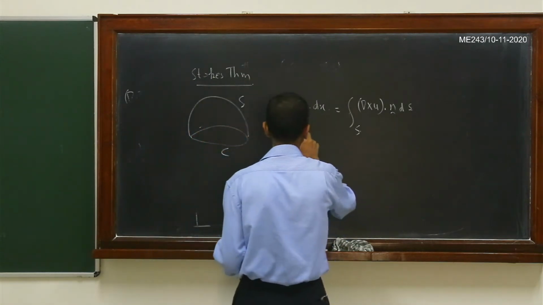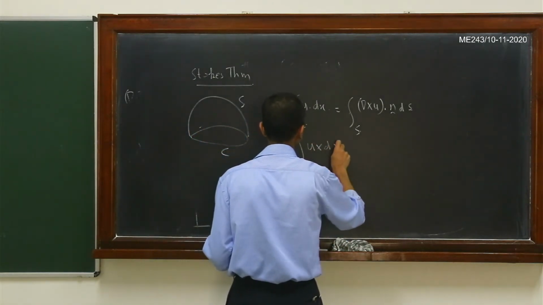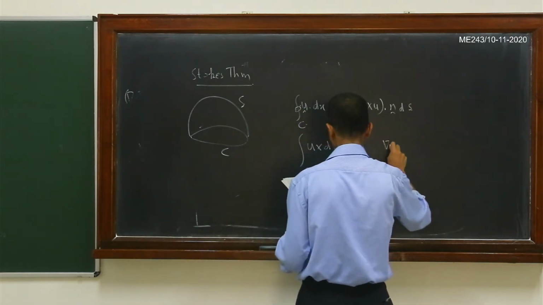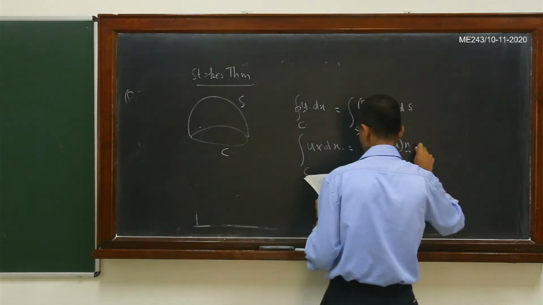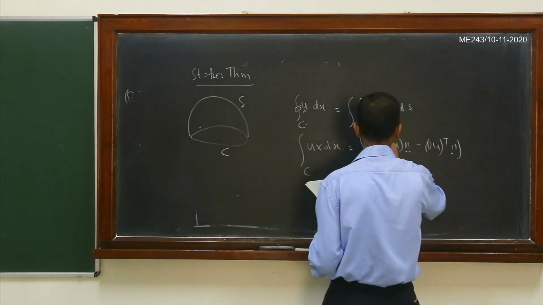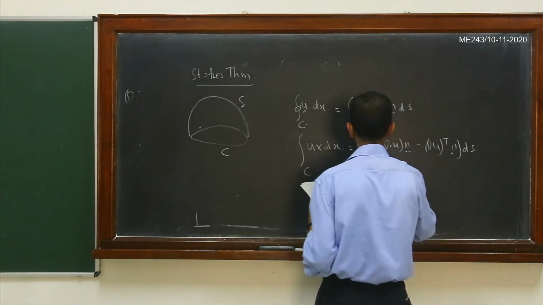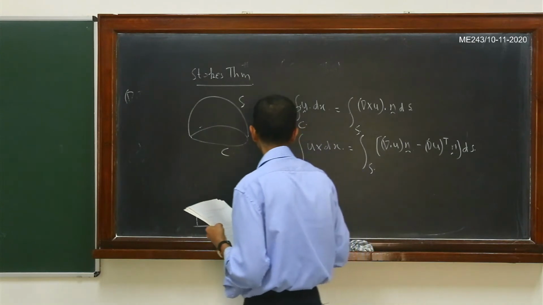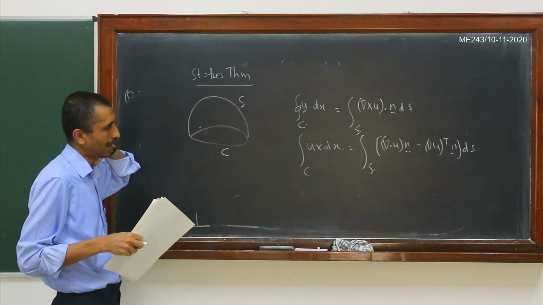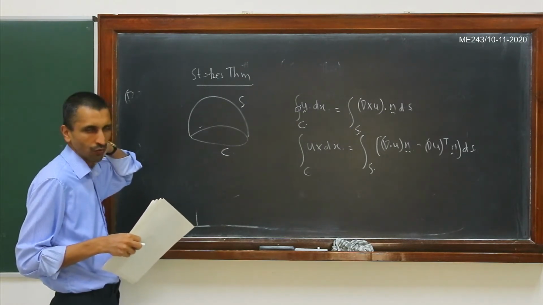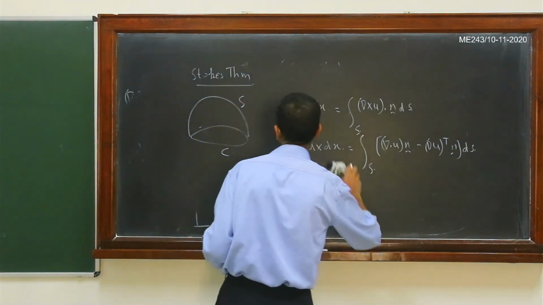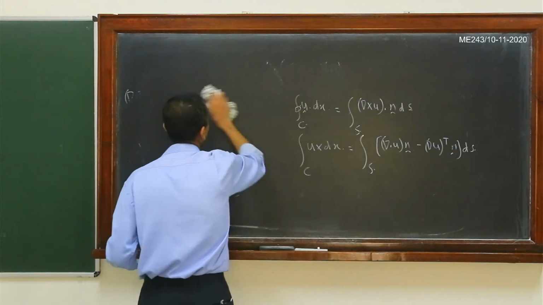Similarly, you also have another result, which is the integral of u×dx over C equal to the integral of [(∇·u)n − (∇u)ᵀn] ds over S. This is also another result. As I said, although these results are useful, maybe not so useful for our purposes. We will be using the Gauss divergence theorem more often than this.